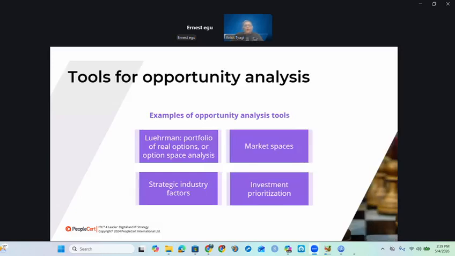Some tools for opportunity analysis, like for the other ones: Luhrmann's portfolio of real options, option space analysis, market spaces, the market in which we are going to operate, strategic industry factors. So strategically, it can always be important for a particular industry to implement certain changes, and investment prioritization. Now, like we said, there can be multiple opportunities that may be identified by the organization. So against a set criteria, we need to prioritize all the investments and then take the higher priority ones first.